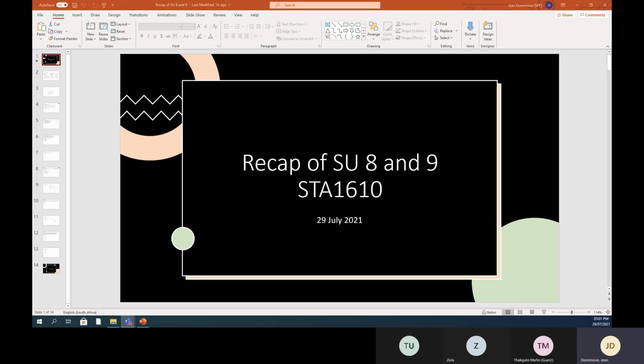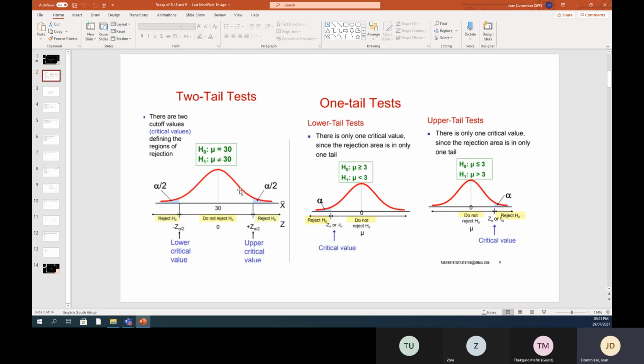And I think what is important, and from the discussions on WhatsApp as well, on our group, there are nearly two things that I want to do a recap of. The one is, when is something one tail and two tail, and then what do we do with it, and how do we use some of the formulas, and how do we look at it from critical values and things that we need to calculate.